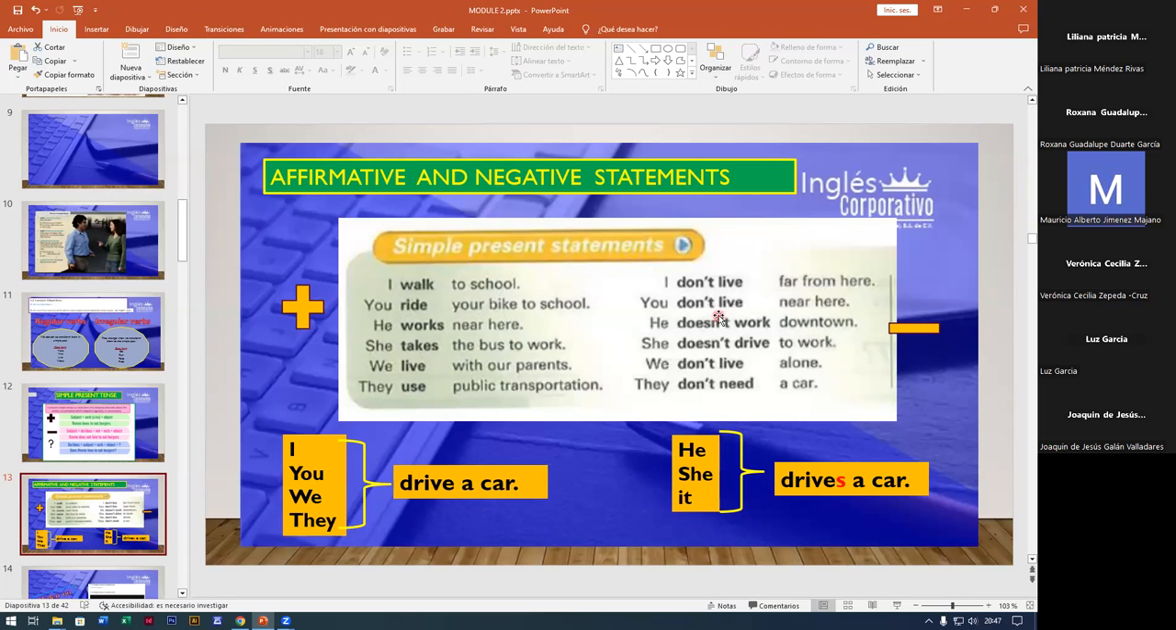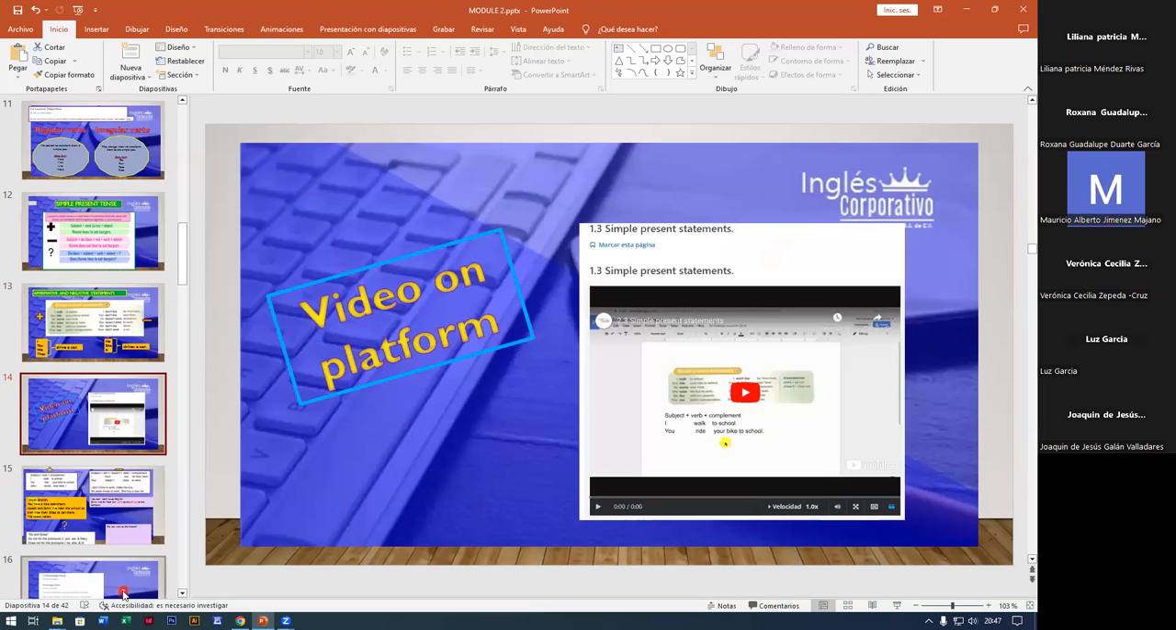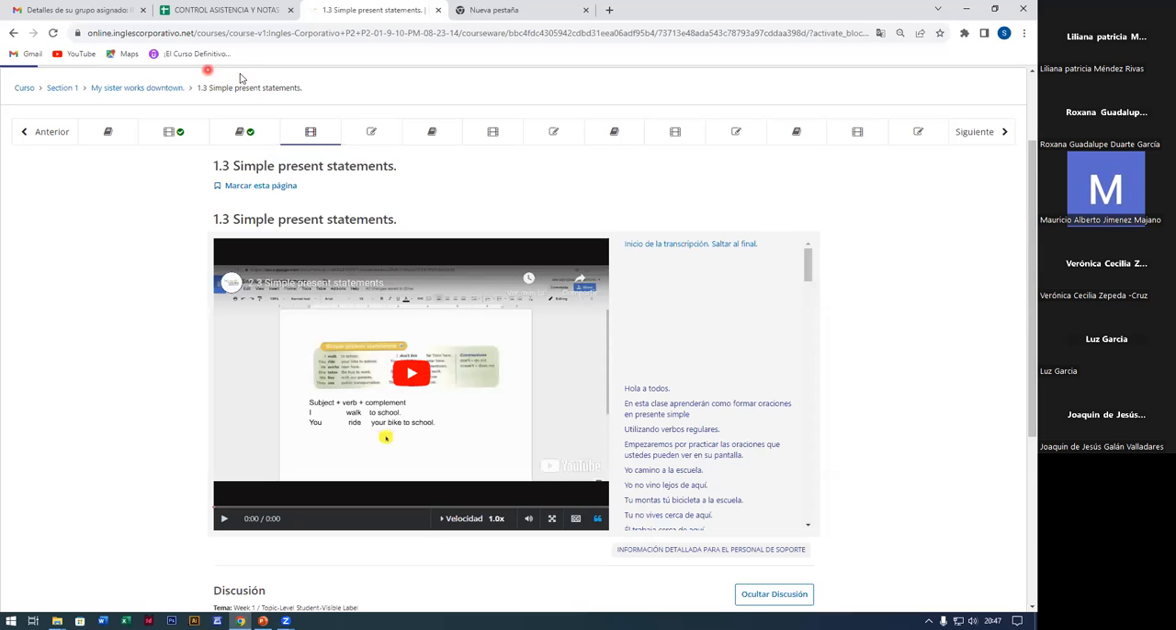So in the case of negative, you have I don't live. I don't live far from here. You don't live near here. He doesn't work downtown. She doesn't drive to work. We don't live alone. They don't need a car. So we have these examples. But also we have the video. The video that you were mentioning is this one. So there you will have all the differences, affirmatives, negatives, and the questions.